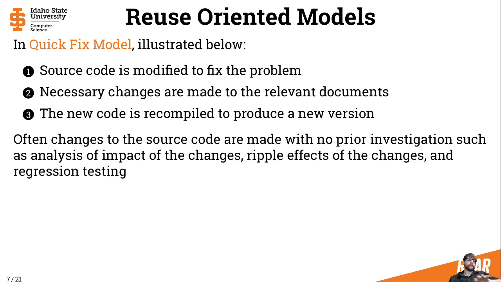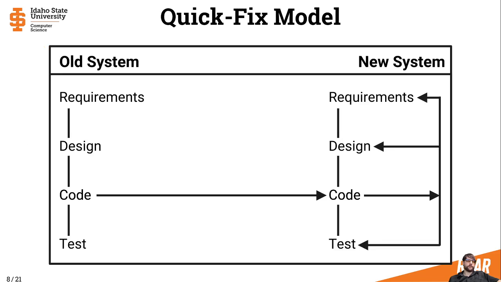Then any of the changes that we made, we have to update the relevant documentation, and then we recompile the project and produce a new version. Okay. Changes to the source code are made with no prior investigation, such as analysis, impact of change, ripple effects, or regression testing. We just break out the fix and get it going. And so it kind of looks like this, right?